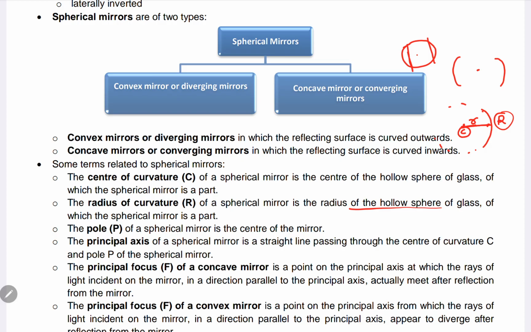Now what is pole? The pole of a spherical mirror is the center of the mirror. So if you observe, this particular point is known as the pole. For the mirror, the center point is known as the pole of the mirror.